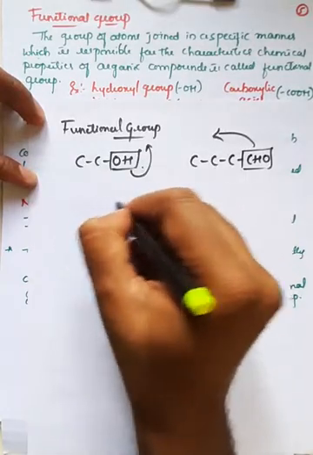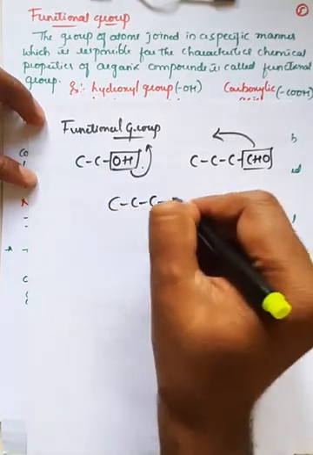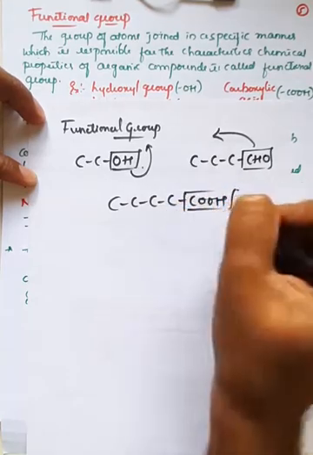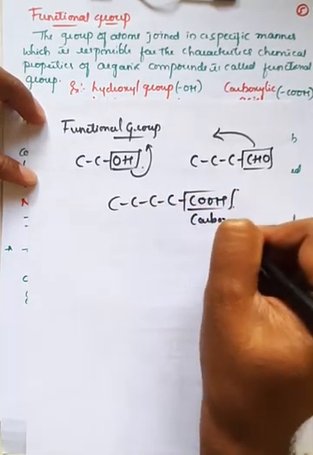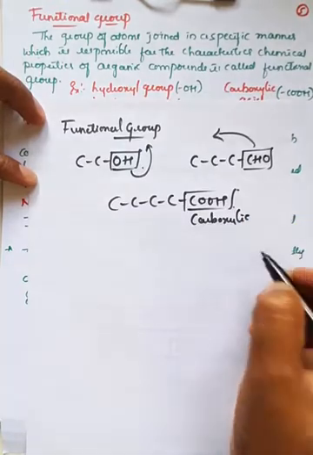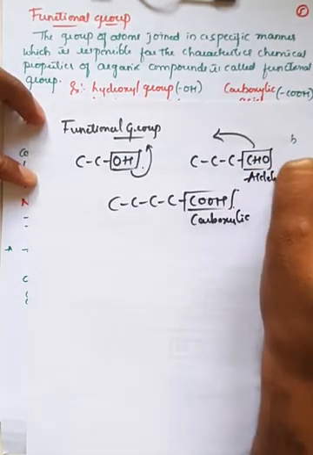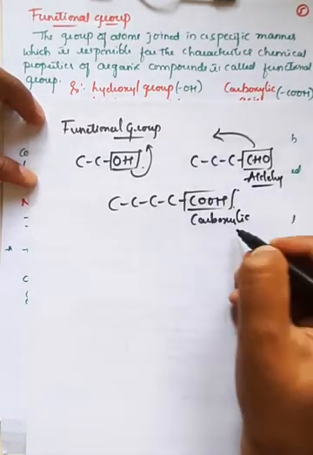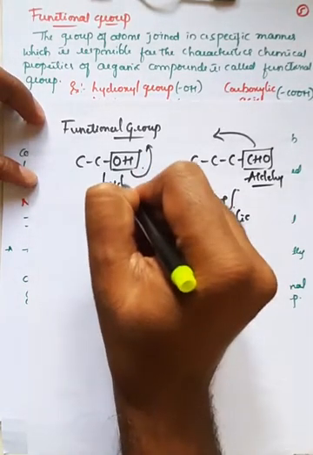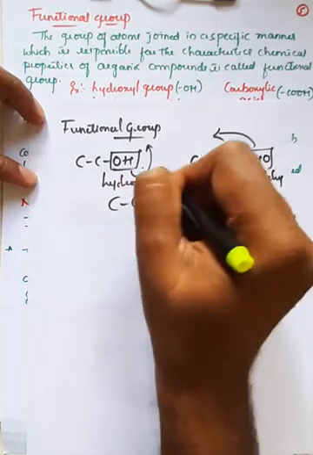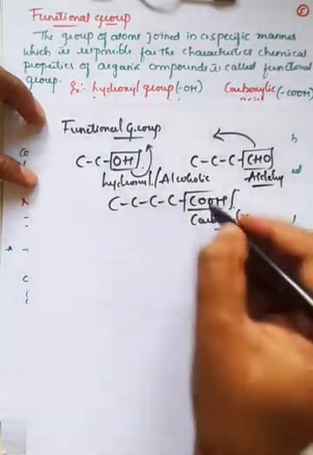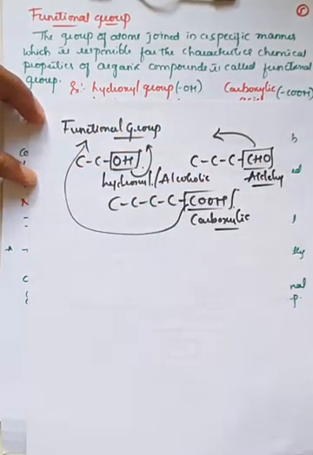Similarly, 2, 3, or 4 carbon atoms further bonded with COOH. This COOH is called the carboxylic group. This is the aldehydic group, right? So already we have some general information regarding the aldehydic group and carboxylic group. This is called a hydroxyl group, or you can also call it an alcoholic group, and these are generally termed functional groups.